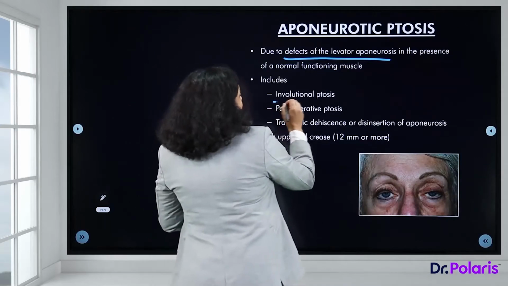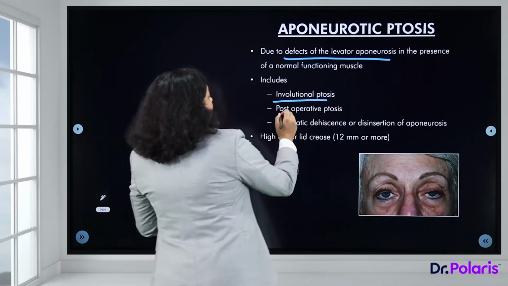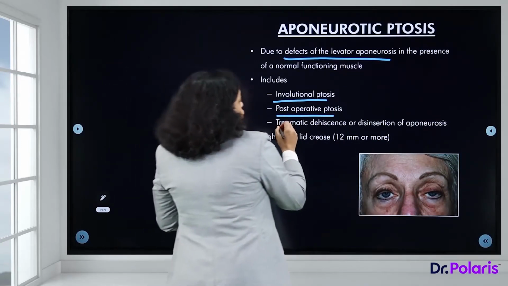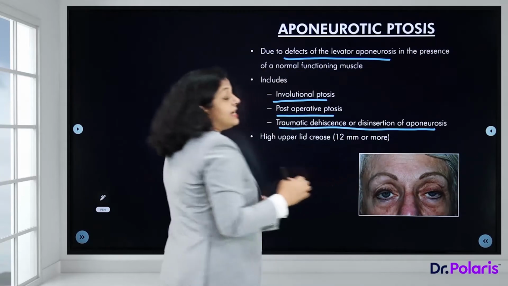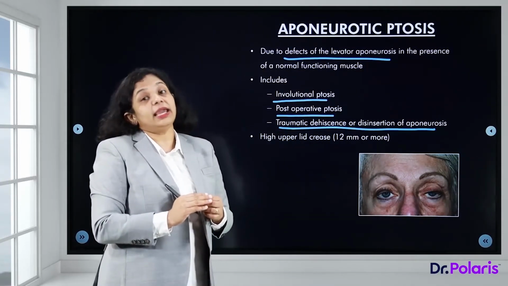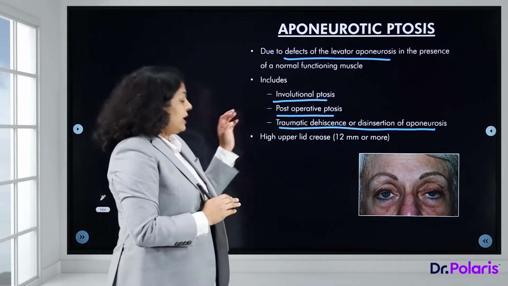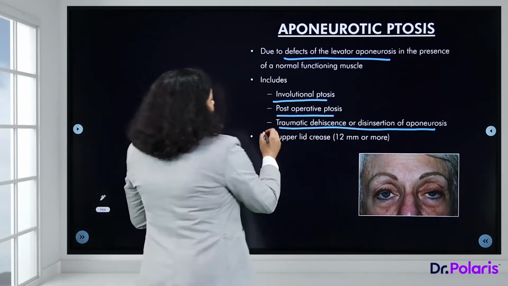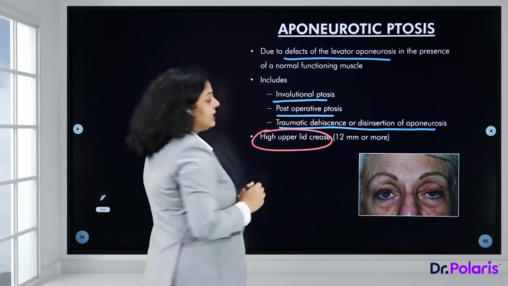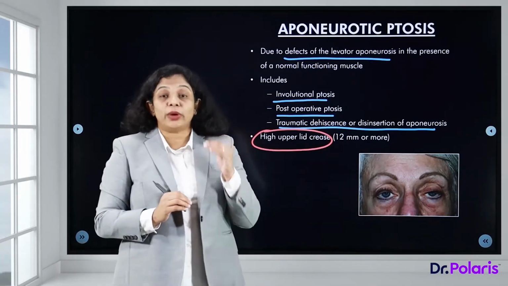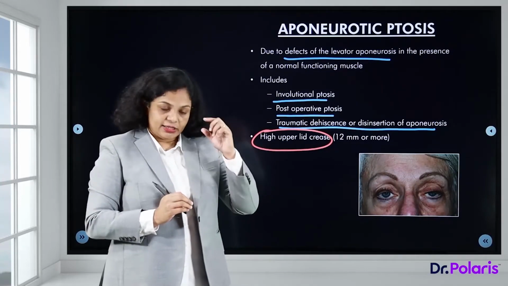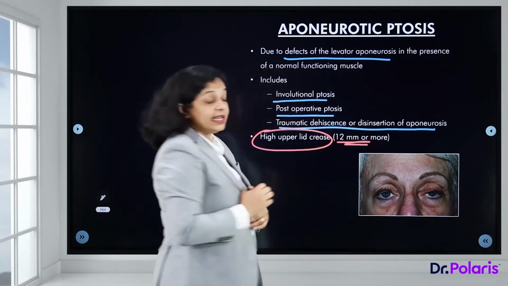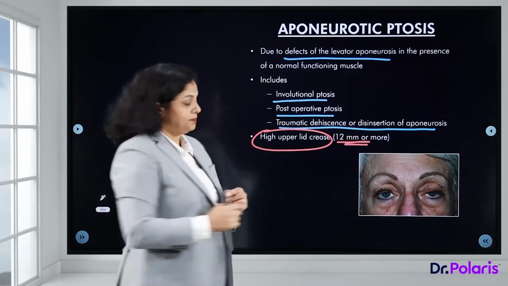You can have an involutional ptosis, you can have a post-operative ptosis, or you can have a traumatic dehiscence or disinsertion of the aponeurosis. Okay. Now, in these cases, the clear-cut thing that we will note is a high upper lid crease, which will be more than 12 millimeters in distance. Okay. It will be 12 millimeters or more, the crease from the lid margin.